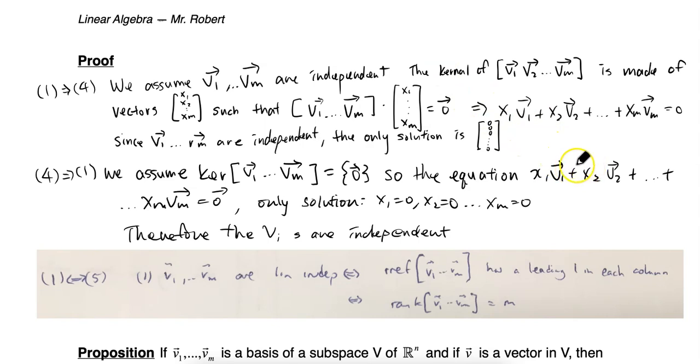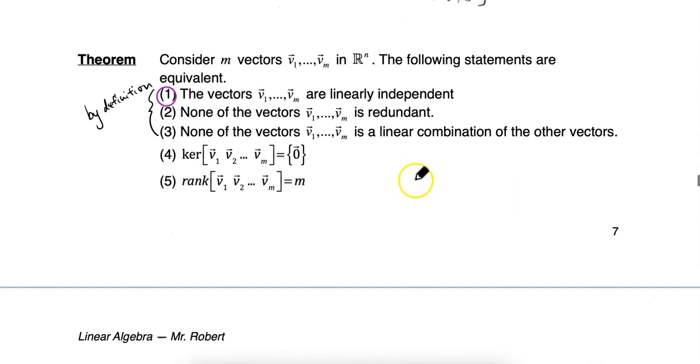We're pretty much exactly going backwards through our first proof. We know that the kernel is 0, so this equation here has only one solution, which is the vector 0 basically. Finally, we want to show that statements 1 and 5 are equivalent. The vectors v1 through vm are linearly independent, and we want to show that is the same as to say that the rank of the matrix is m.